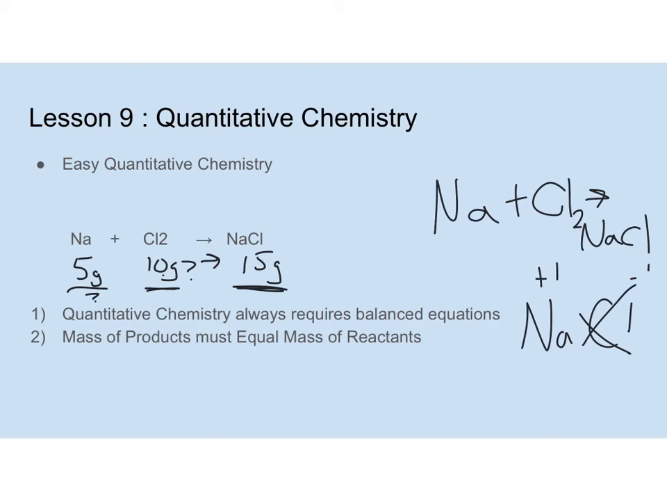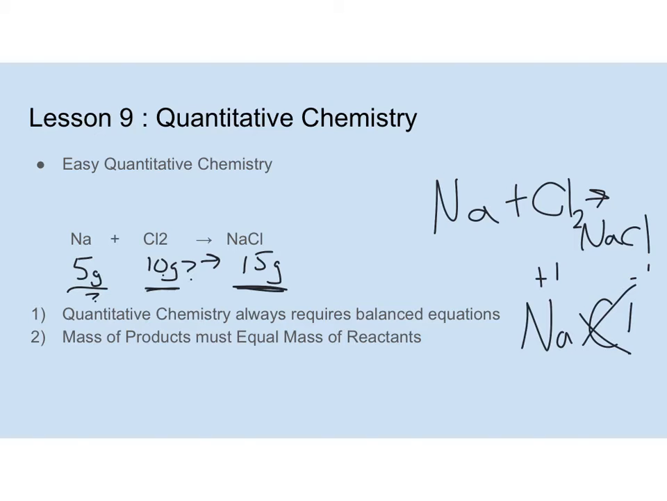Right? So quantitative chemistry always requires balanced chemical equations. If we're going to be able to do this, we have to balance the equation. Now, most of the time, I'm going to be giving you the balanced equation just because it's a different task altogether to even balance an equation. It can be frustrating if you can't do it, but whenever you're going to be doing these calculations, you have to balance a chemical equation.